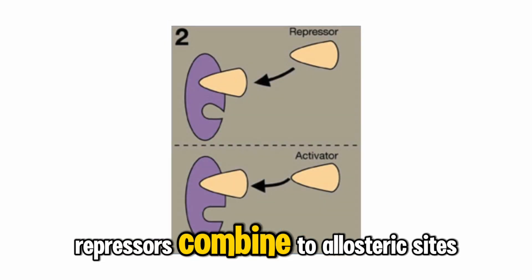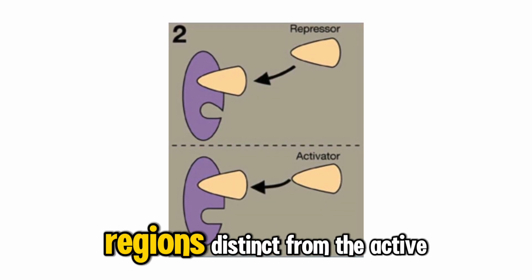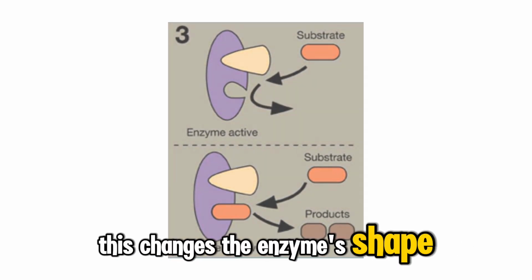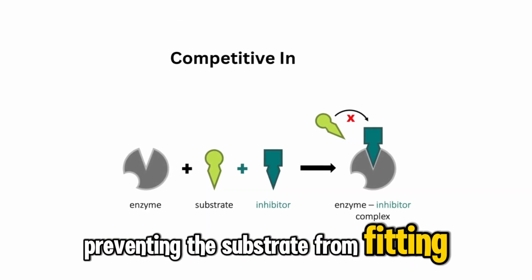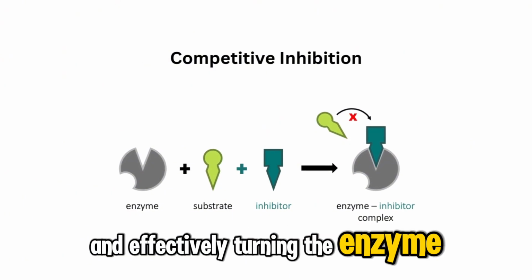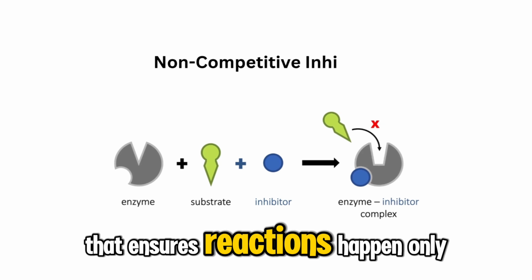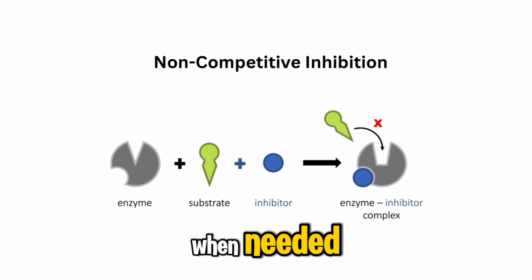Cells also regulate enzymes. Repressors can bind to allosteric sites, regions distinct from the active site. This changes the enzyme's shape, preventing the substrate from fitting and effectively turning the enzyme off. It's a form of molecular control that ensures reactions happen only when needed.